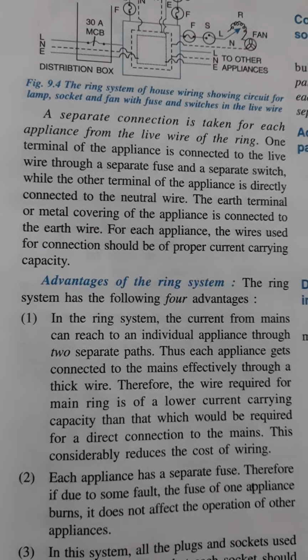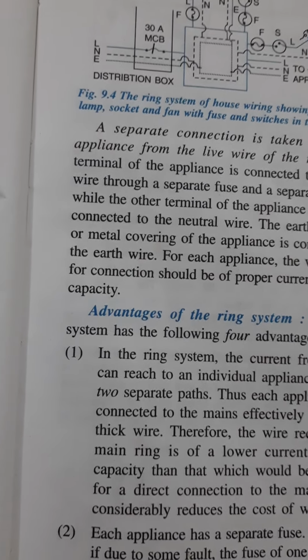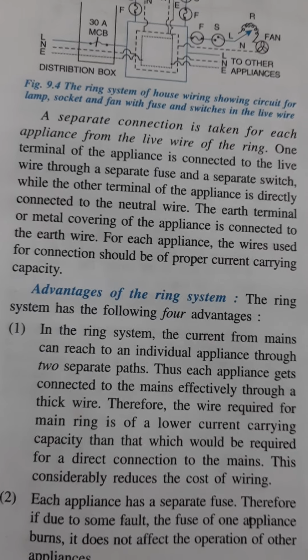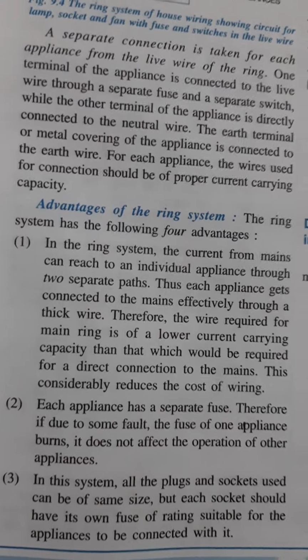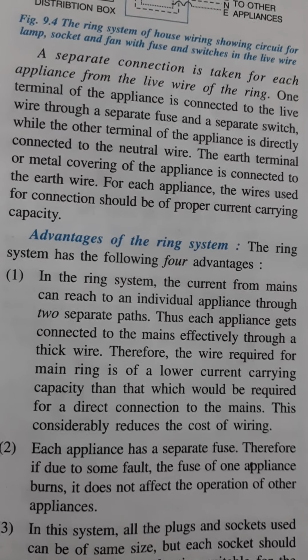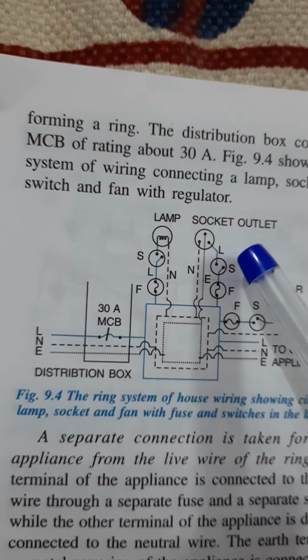Means its wiring is less expensive, because when we start one wire from the main, it will circulate in the full house and then come back to the main. So the wiring will be less. The cost of wiring will be less. Next, each appliance has a separate fuse. If you see here, each and every appliance has a separate fuse.